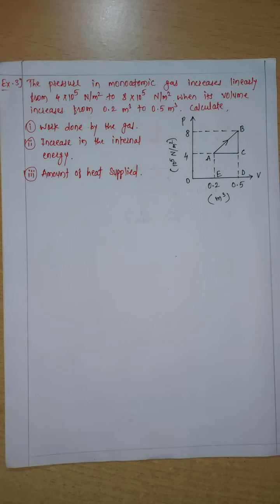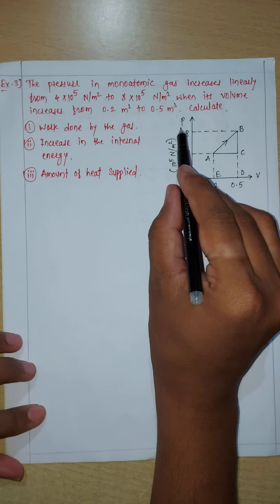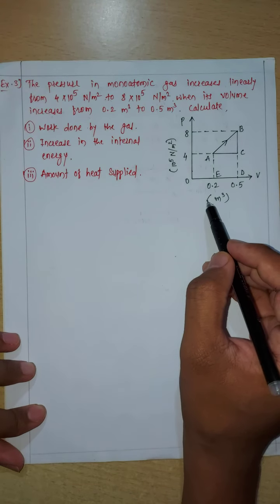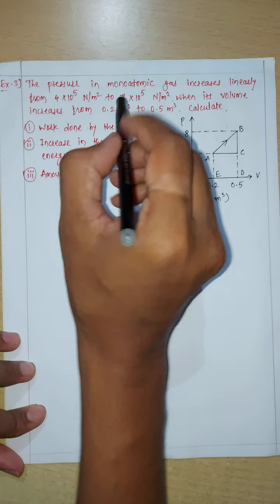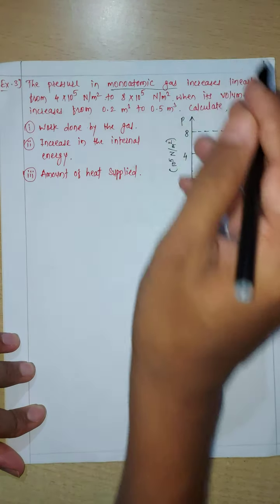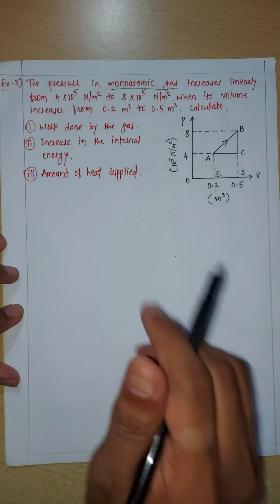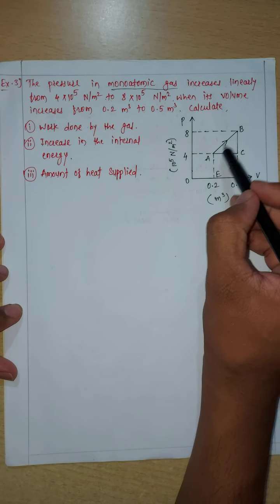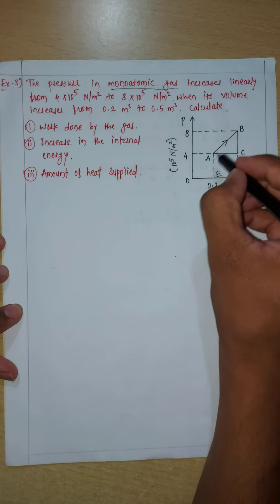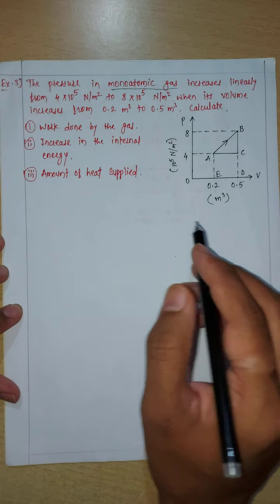So for this question, the diagram is given in the same question. Volume is given on the x-axis and pressure is given on the y-axis, that is the PV graph, and they have given you two values, the pressure of this monoatomic gas. Monoatomic gas means the gas which contains one atom. So that will be the monoatomic gas, and the pressure increases linearly from A to B.